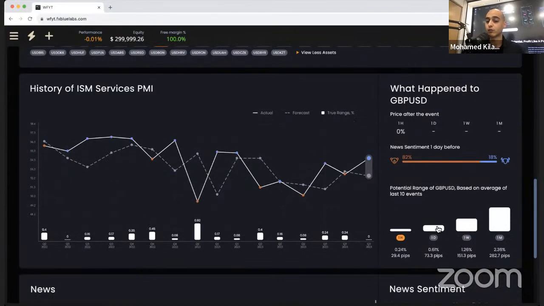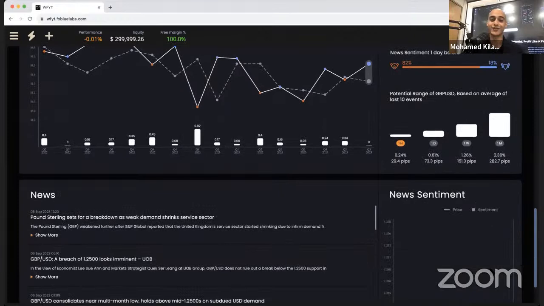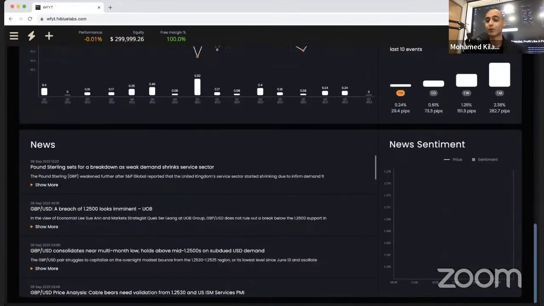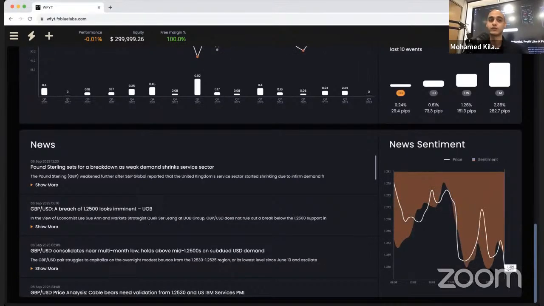We also give you a lot more additional data, such as in the hour, price moves around 30 pips, which is the move that we've seen today. On the day, it moves 73 pips. On the week, it moves 151 pips. Over a month, it moves 282 pips. Additionally, that's not everything. We also give you the news sentiment, which is the psychology of traders and what they typically feel before the news is released.